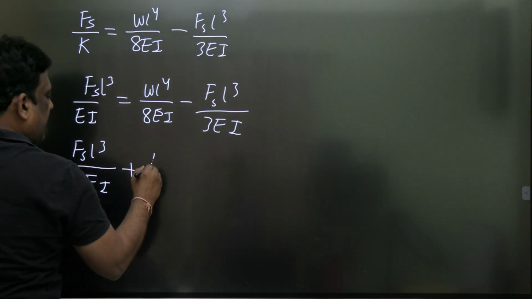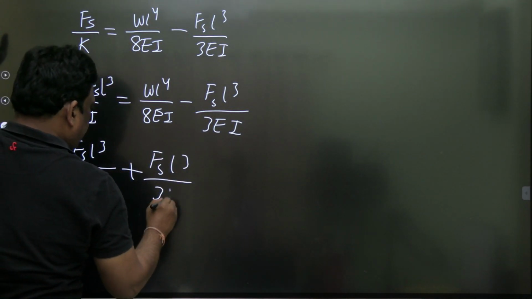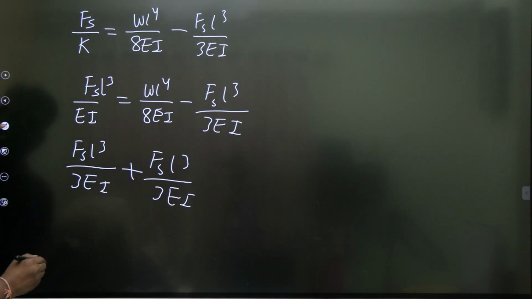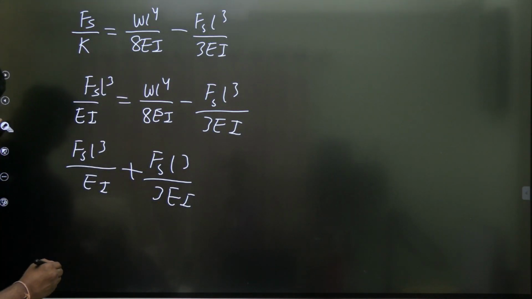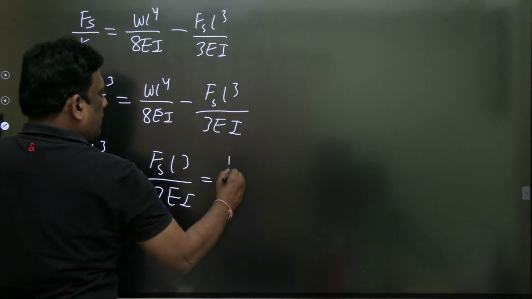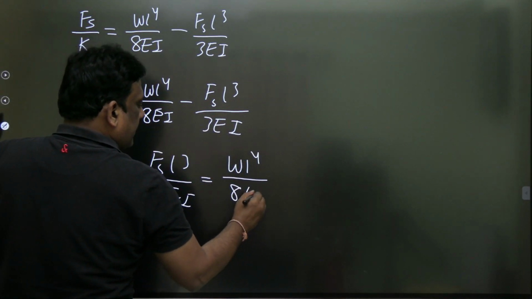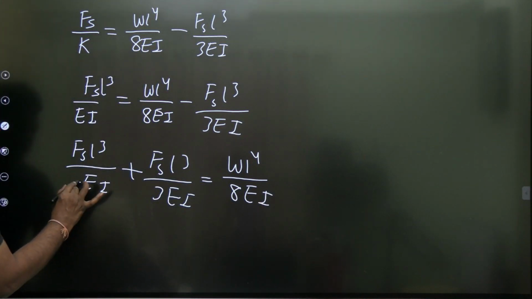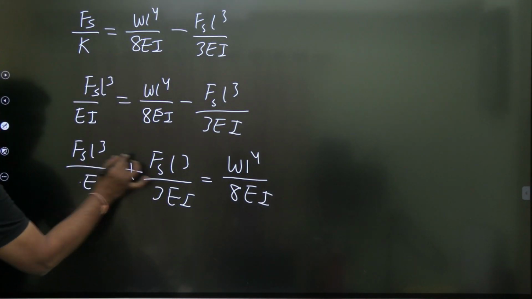Plus Fs L cube by 3 EI. No, there is no 3 here. One second, there is no 3 here. Okay, look, one time Fs L cube by EI, you bring it to this side, is equal to WL power 4 by 8 EI. So take LCM, 3 is common, 3 plus 1, 4.